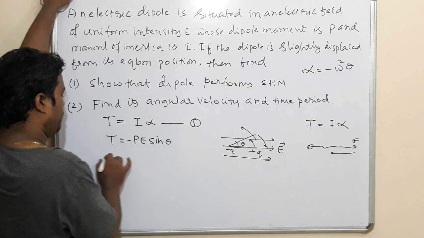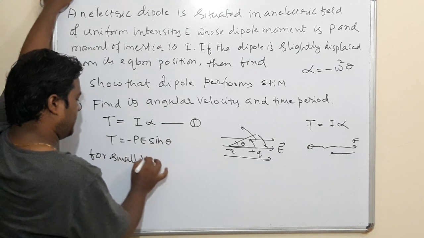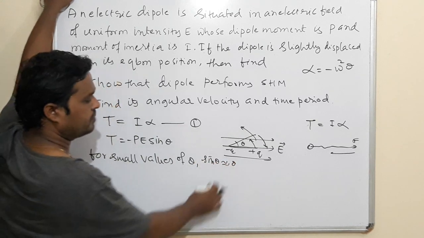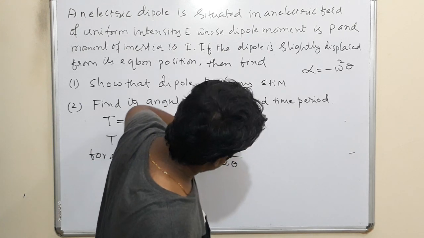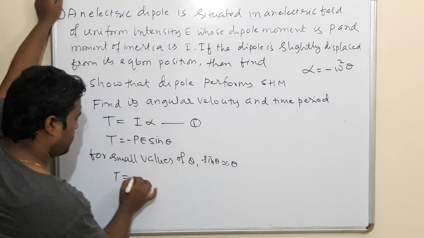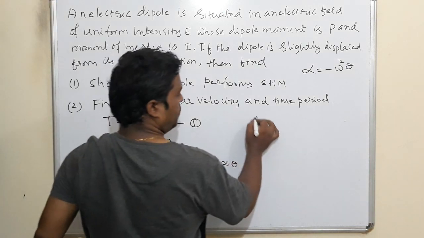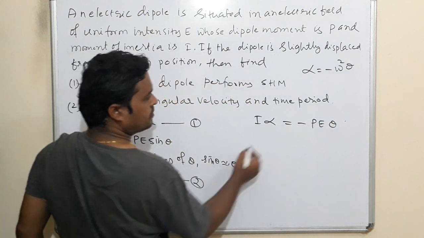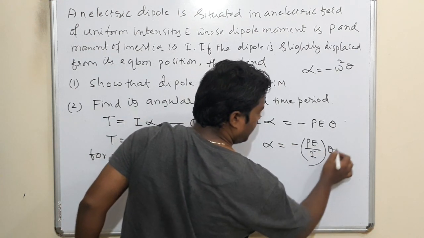That means, for small values of theta, slightly displaced they told, we know that sin theta is approximately equal to theta. If sin theta is approximately equal to theta, then this torque will be minus P E into theta. This is the second equation. If we equate these two, I alpha will be equal to minus P E into theta. Then alpha is equal to minus P E by I into theta.